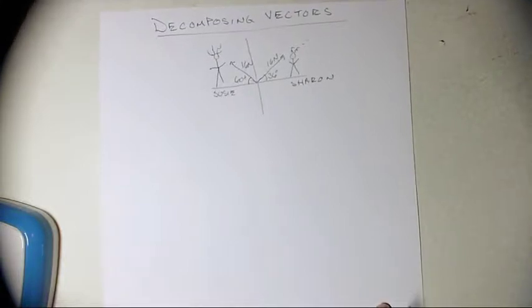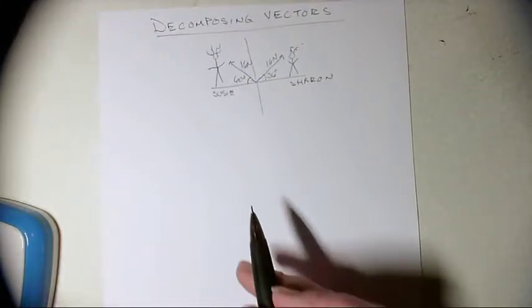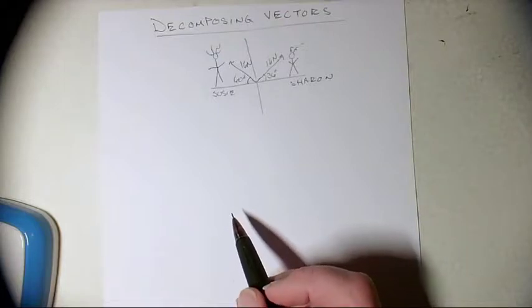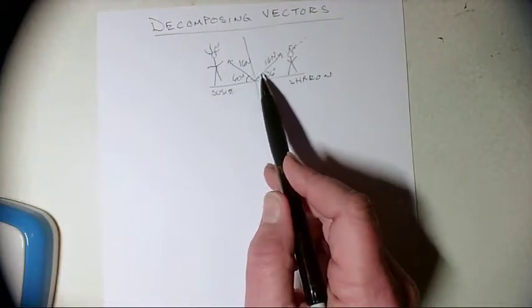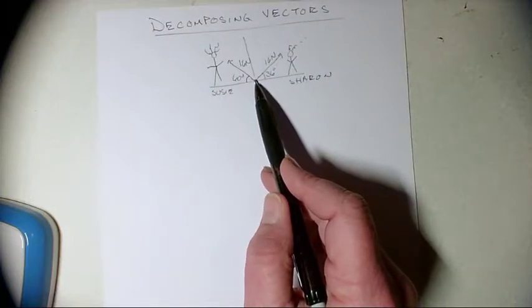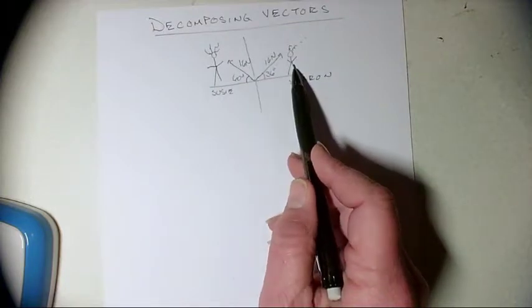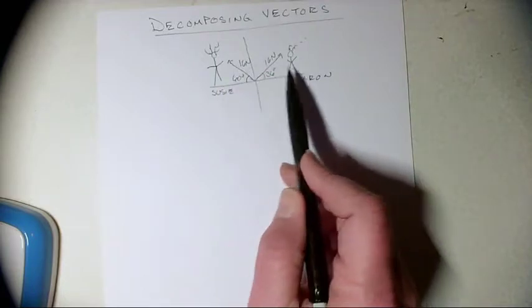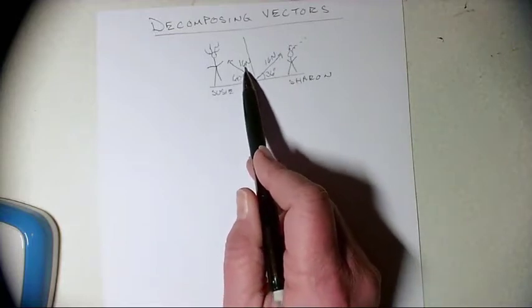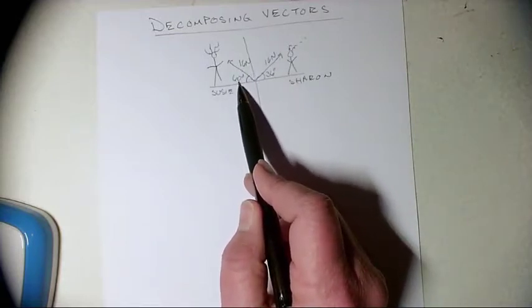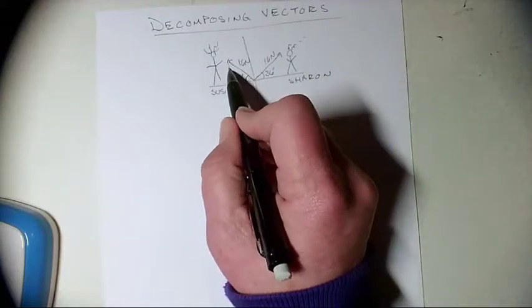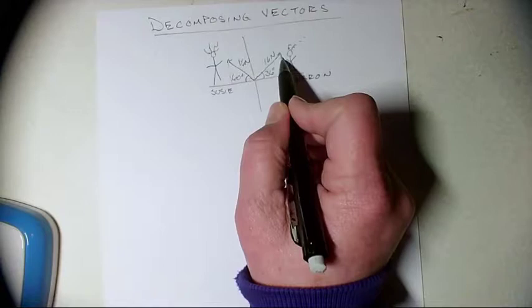So Susie and Sharon, they're still having bad hair days, and Susie got taller than Sharon, somehow between the last two videos. Now they have a rope that's underneath a wall that has a little gap, and Sharon's pulling up on that rope at 16 newtons at 36 degrees to the horizontal, and Susie's pulling up at 16 newtons at 60 degrees to the horizontal. We want to know what the resultant force is of these two vectors.